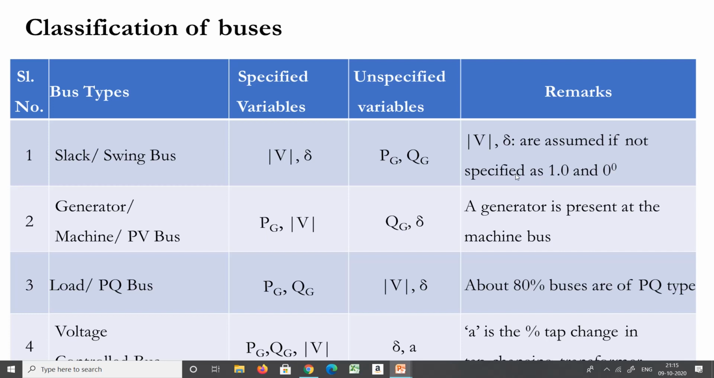And for the slack bus, which is important: the magnitude and phase of the voltage are specified. The slack bus is called a reference for the load flow solution, and usually one of the generator buses is selected as the slack bus.